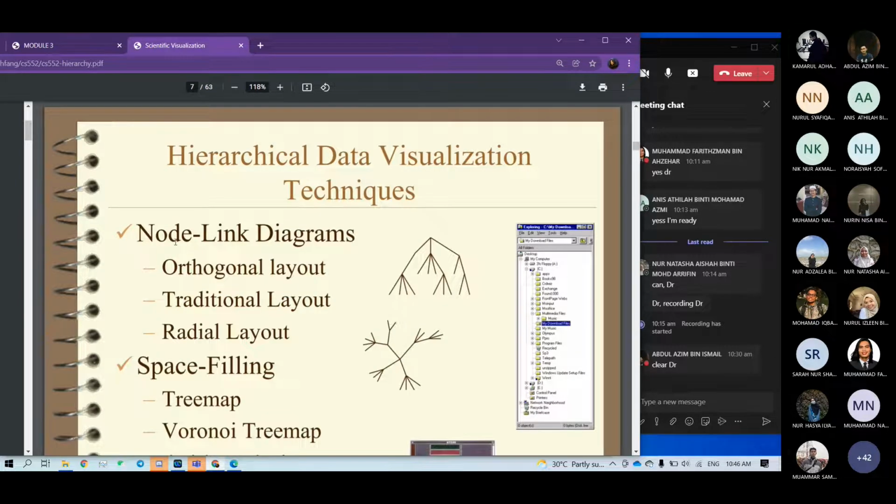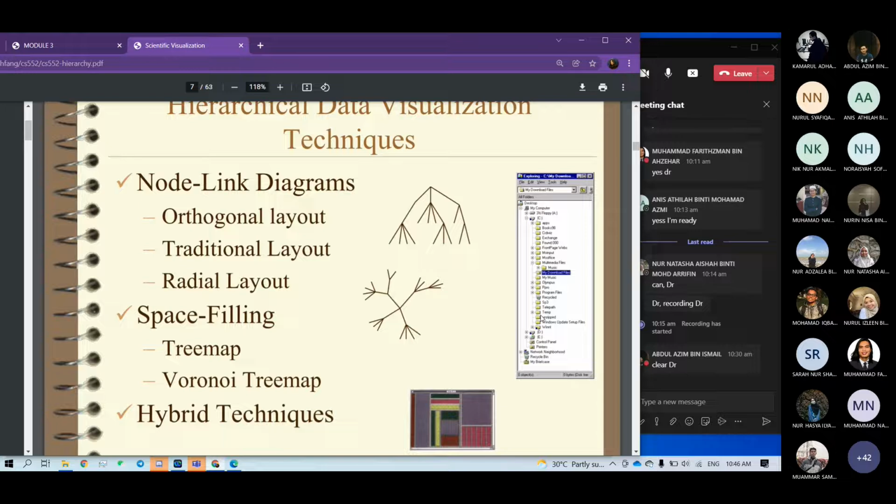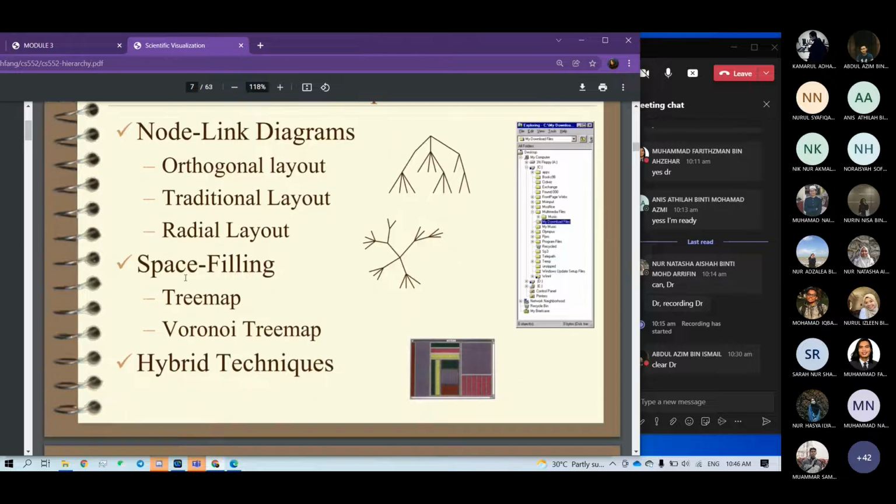And then the node link diagram. These are node link diagrams. We have this style. These are common. And then we have this, your directory. And then we have a space filling. This is space filling. This is the one that asked you in your test one, right? But in test one, I did not ask you about the graph. I just asked you about the designing, the color, and so on. So I did not go out of topic.